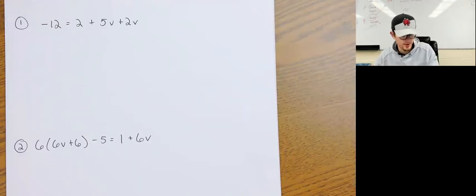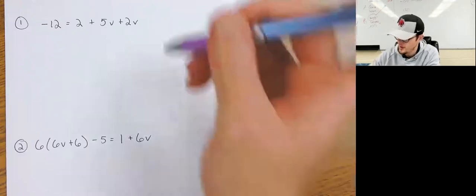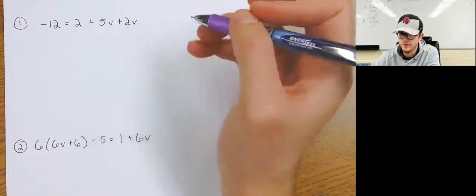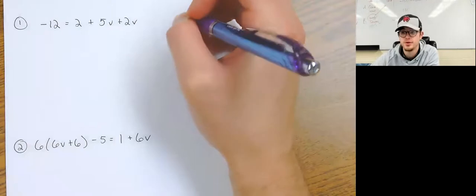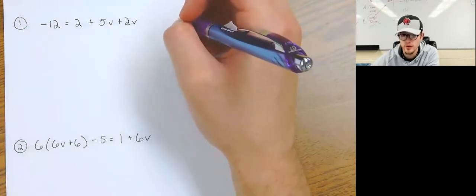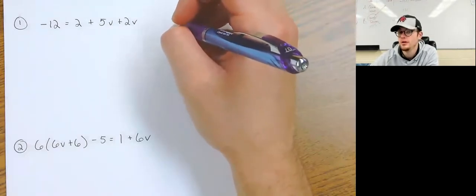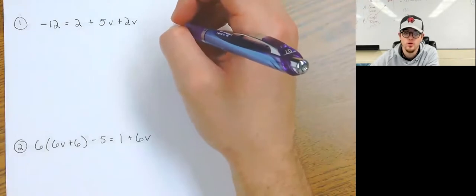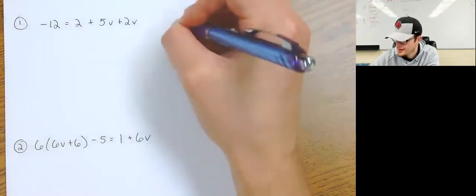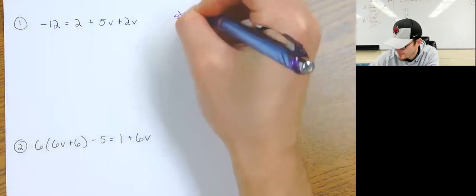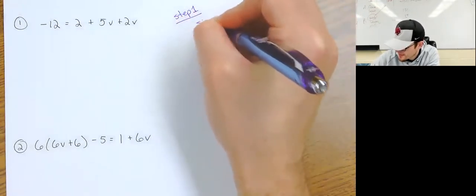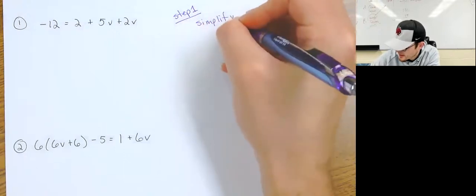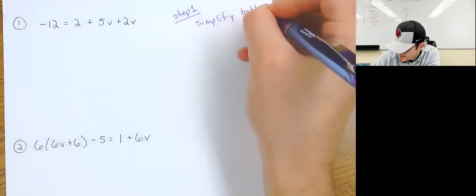So the first thing I am going to write down over off to the right, I'm not going to write this every time, but there are two foolproof steps that if you do these steps in this order, you should never, ever incorrectly solve a one variable equation. So step one, simplify both sides.